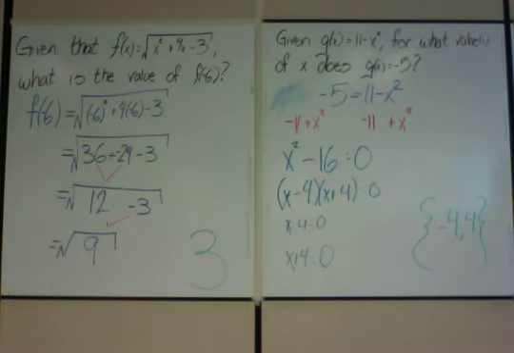So given g of x equals 11 minus x squared, for what values of x does g of x equal negative 5? Your answers are negative 4 and 4.